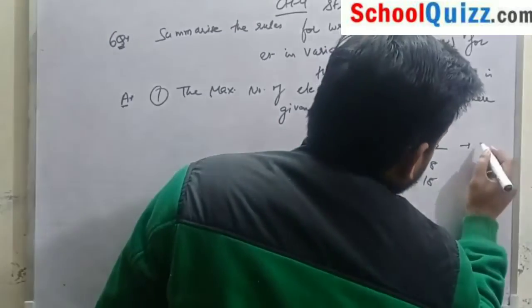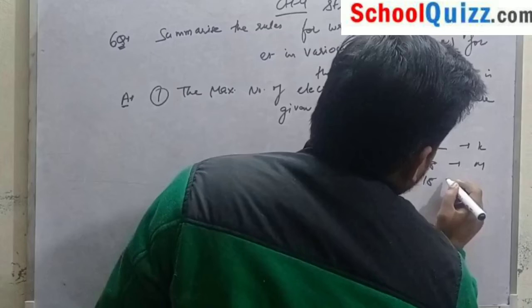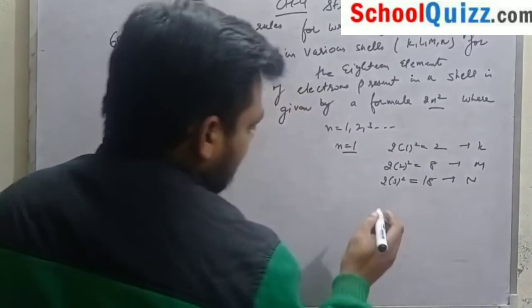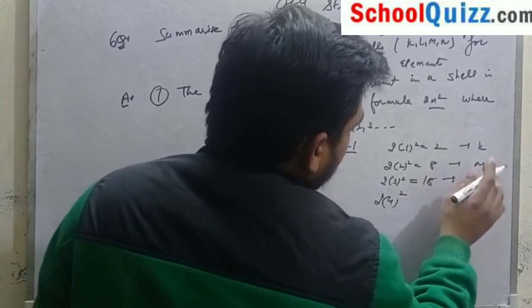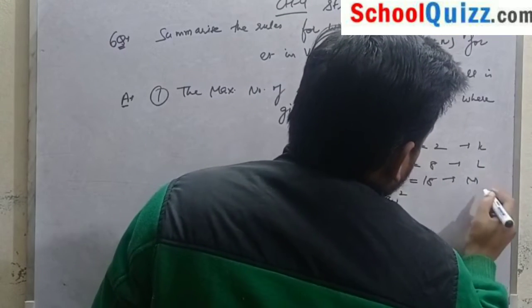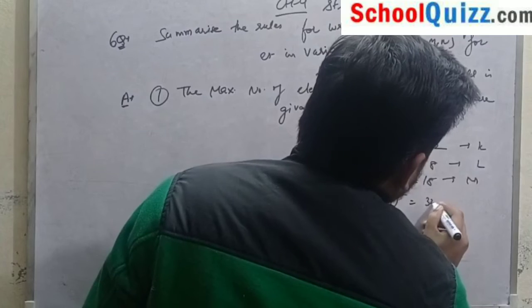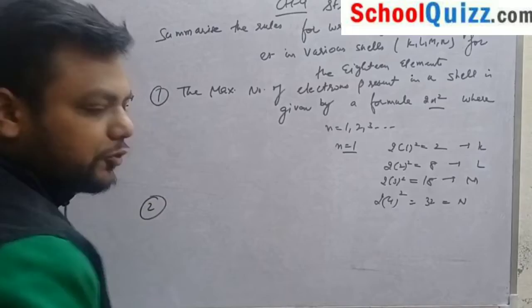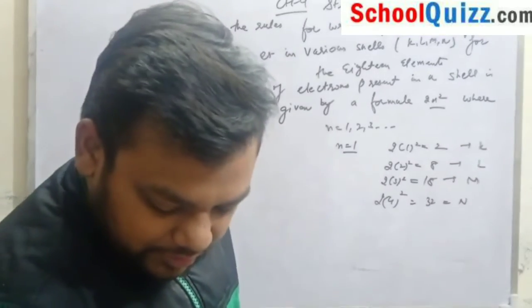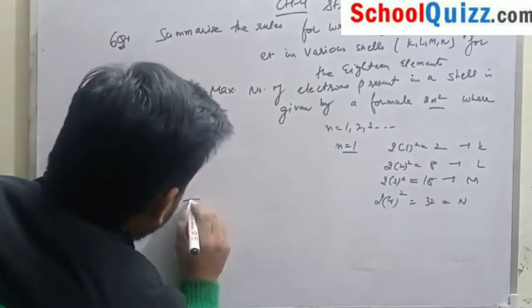This one is our K shell, this one is our L shell, this one is our M shell. 2 into 4 square is 32, that is our N shell. This was the first postulate.